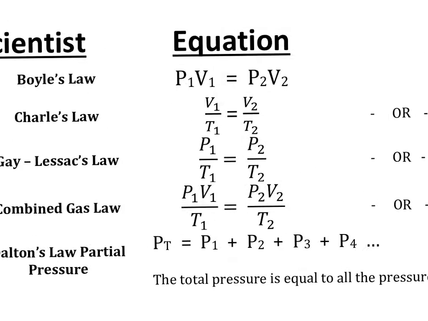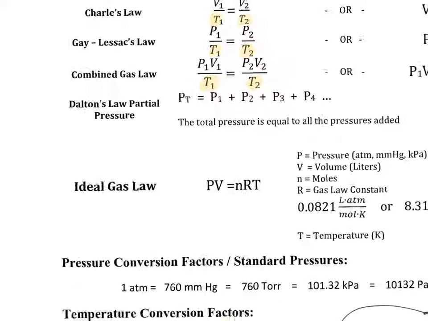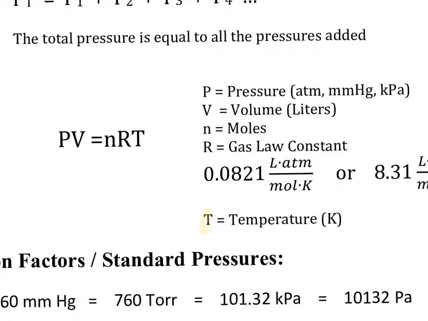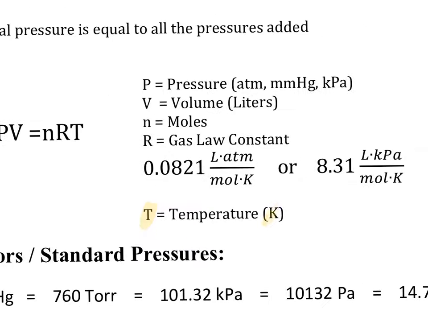So when you're using Charles's law and you have this temperature right here and this temperature right here, or Gay-Lussac's, you have it in Kelvin. Combined gas law is also in Kelvin. And then your ideal gas law, PV equals nRT, your temperature has to be in Kelvin to factor out this gas law's constant, because both gas laws' constants have Kelvin as the temperature.